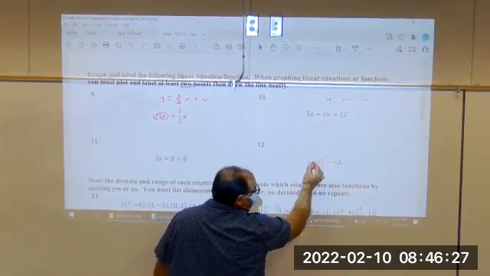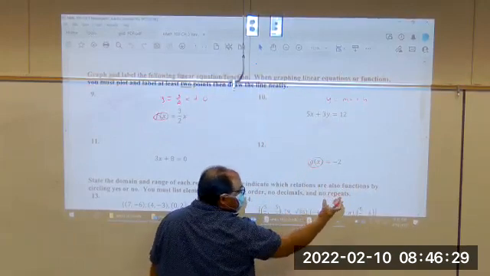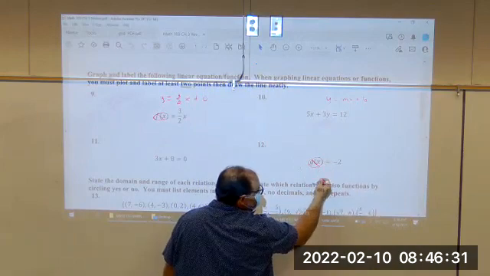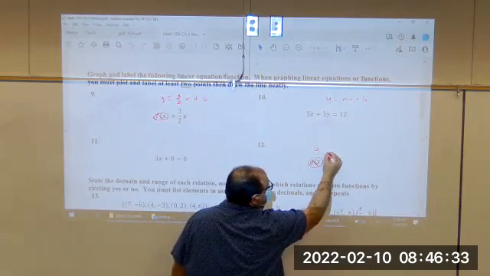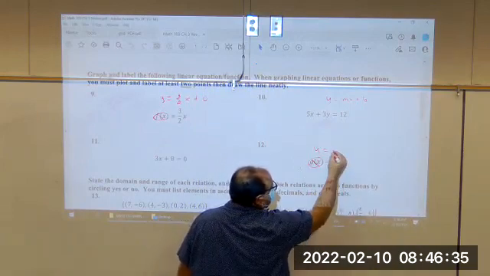This one, it's a function. We want y's, so we can replace the function notation with y equals, and then we have a negative 2.